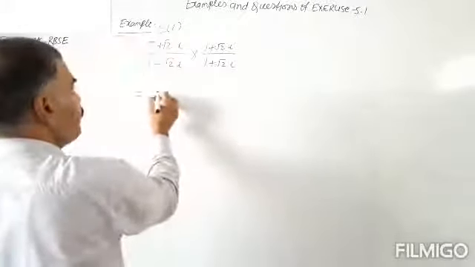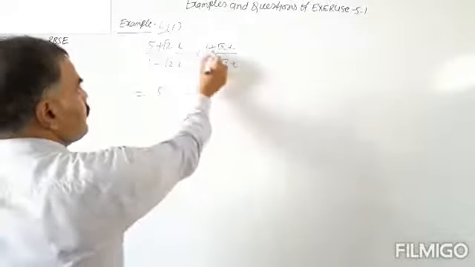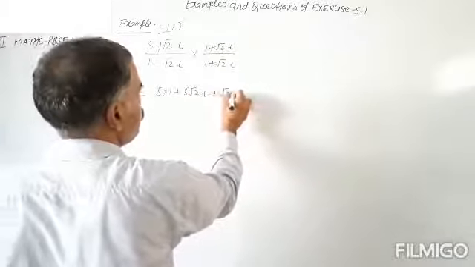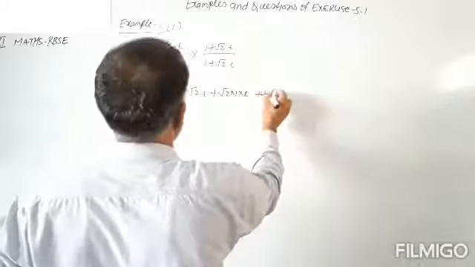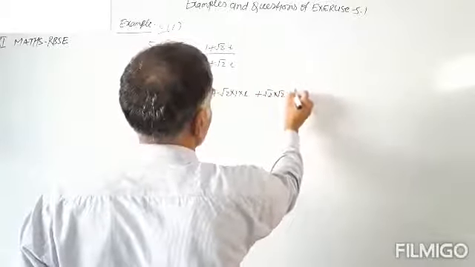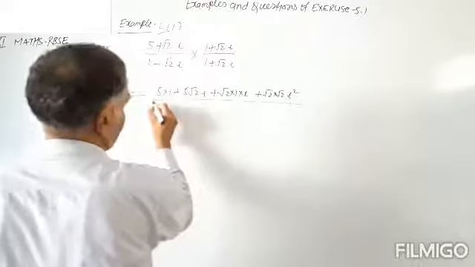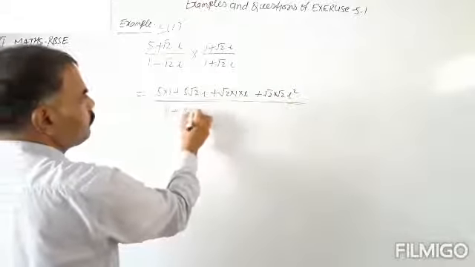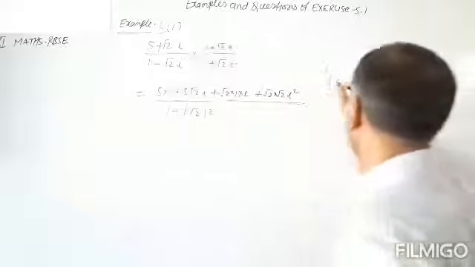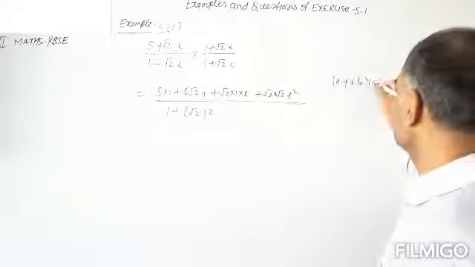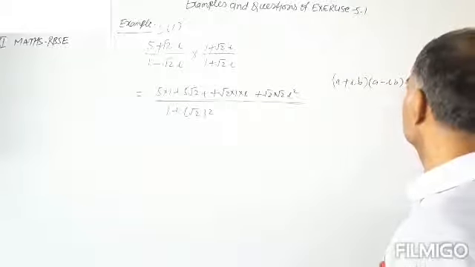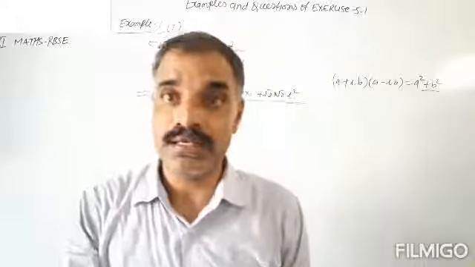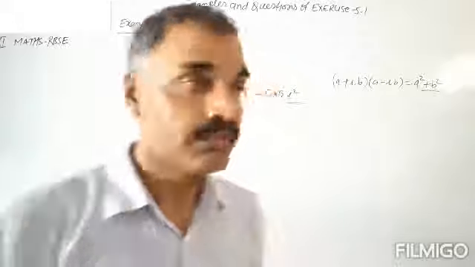So after multiplying we will have 5 into 1, plus 5 under root 2 iota, plus under root 2 into 1 into iota, plus under root 2 into under root 2 into iota square. Here in the denominator we have 1 plus under root 2 square. We know that a plus iota b multiplied by a minus iota b is equal to a square plus b square.